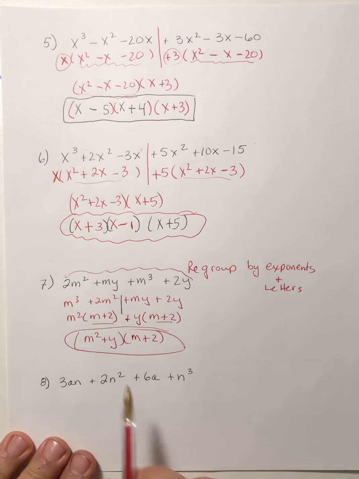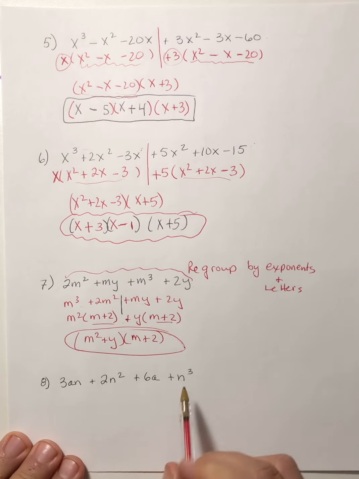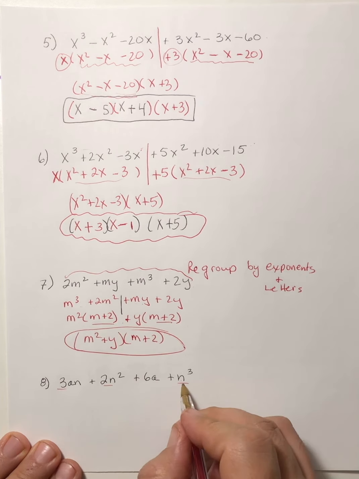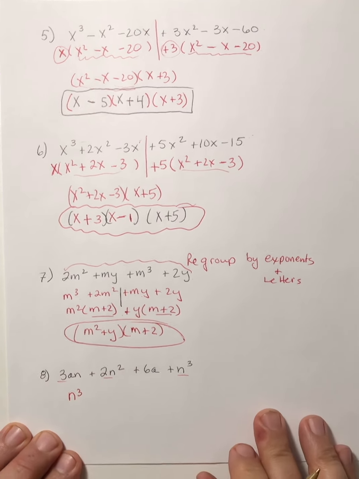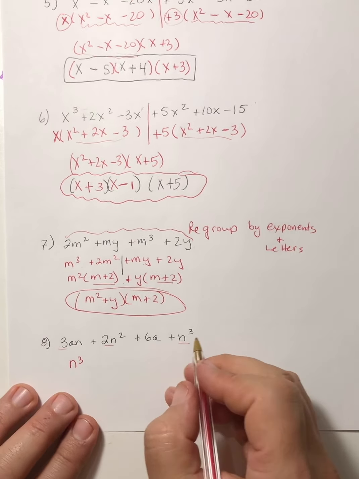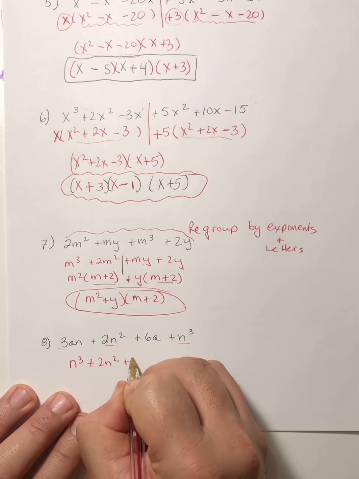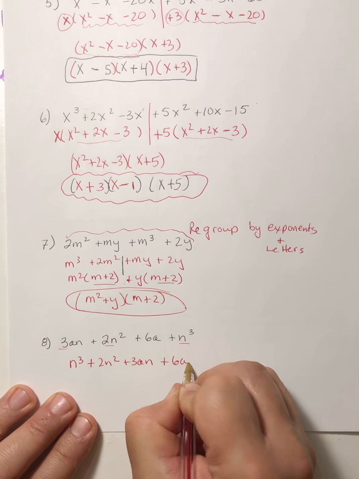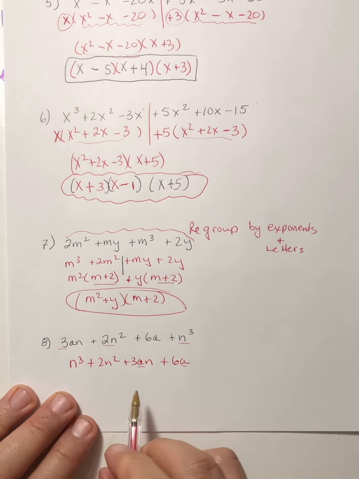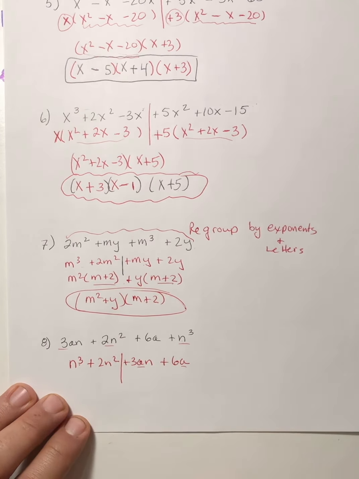All right, same thing, right? Look at that. n cubed, n squared, and an n. So I'm going to group those together. And then, so we have n cubed plus 2n squared plus 3an, then it's your plus 6a. So look at that, we have our a's grouped, and then we have our exponents in descending order. That's right, there's your split.